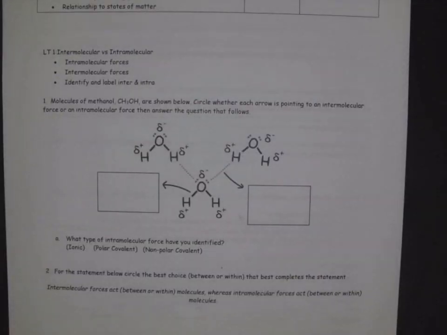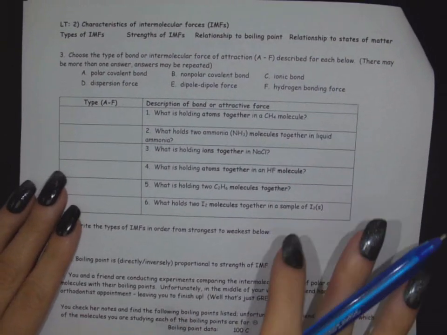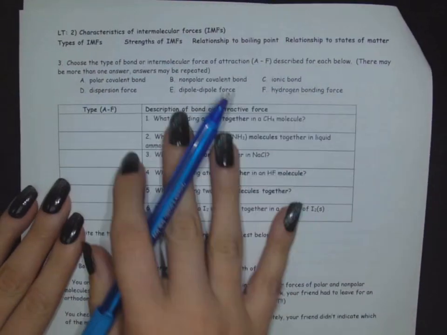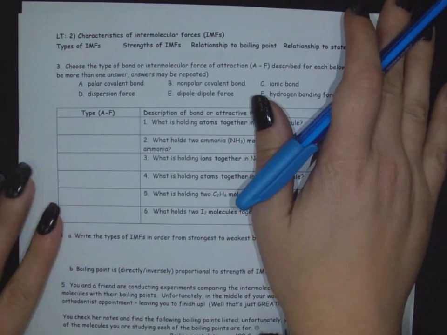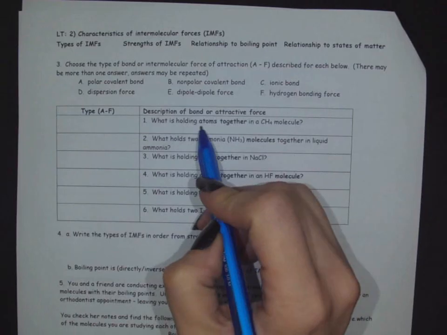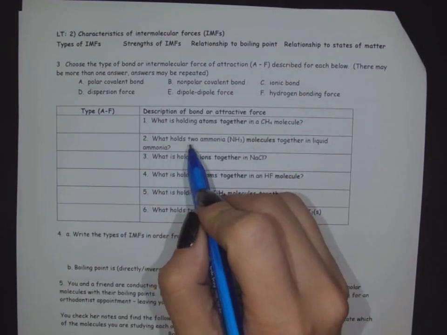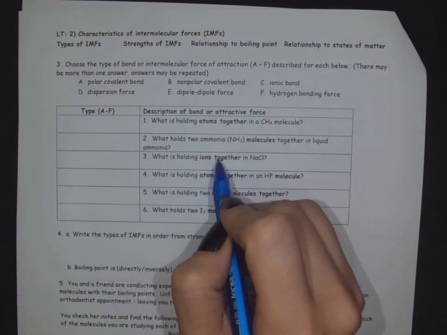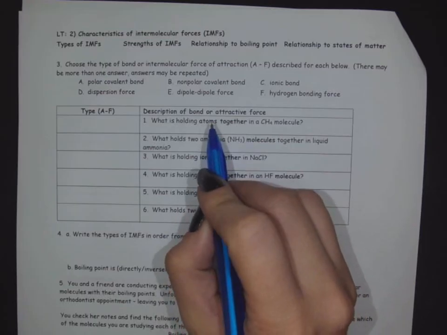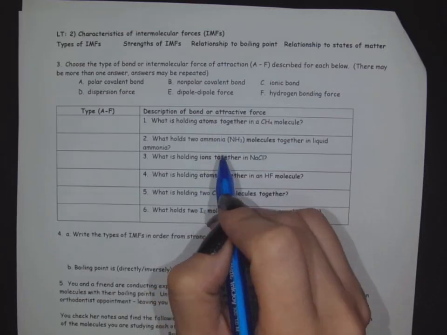Okay, so the question on the test that students tend to struggle the most with is question 3, this type of question. And it has a lot to do with wording. So number 1 says, what is holding atoms together in CH4? And we have what is holding ammonia molecules together, and then we have what is holding ions together. Okay, so we're either saying, hey, what's holding atoms together, what's holding molecules together, or what's holding ions together.